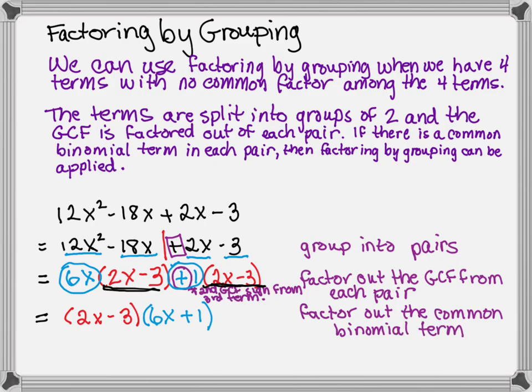So our result from factoring by grouping is that 12x squared minus 18x plus 2x minus 3 factors to 2x minus 3 times 6x plus 1.